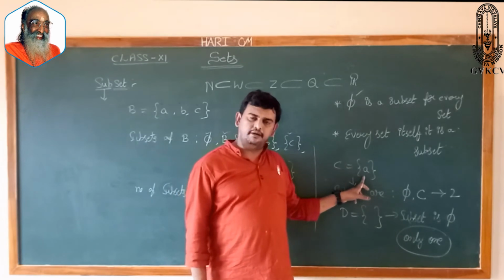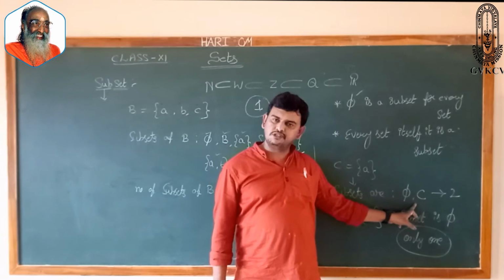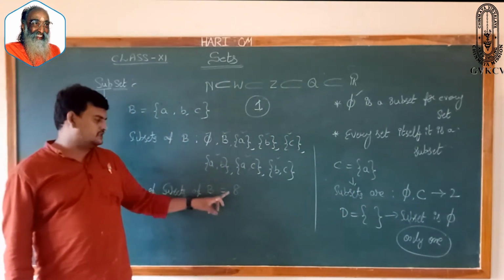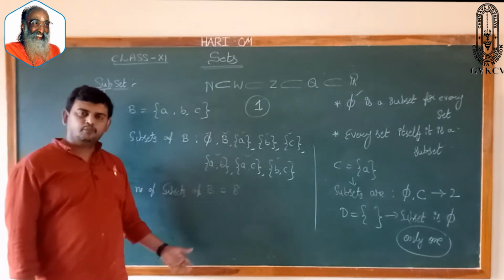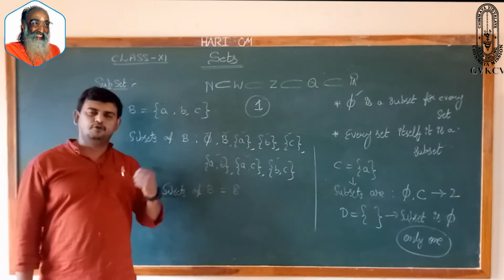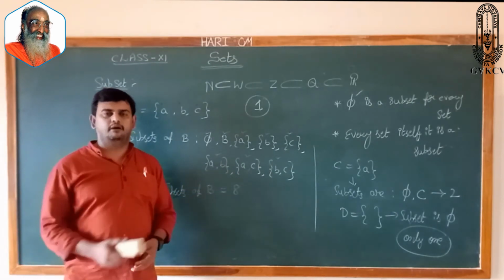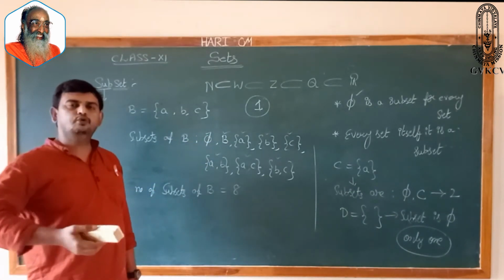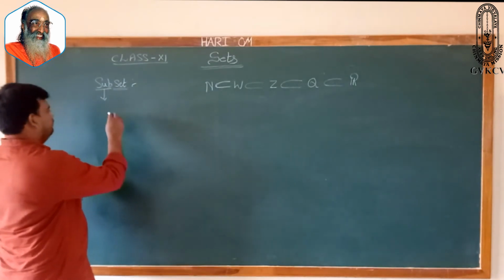When we have one element, a singleton set, how many subsets do we have? Two subsets. When we have three elements, how many subsets do we have? 8 subsets. In our previous example, we have two elements. How many subsets do we have? 4 subsets. Now I will give a formula. So this is the way to find the subsets. Now we come to know the formula for finding the number of subsets.